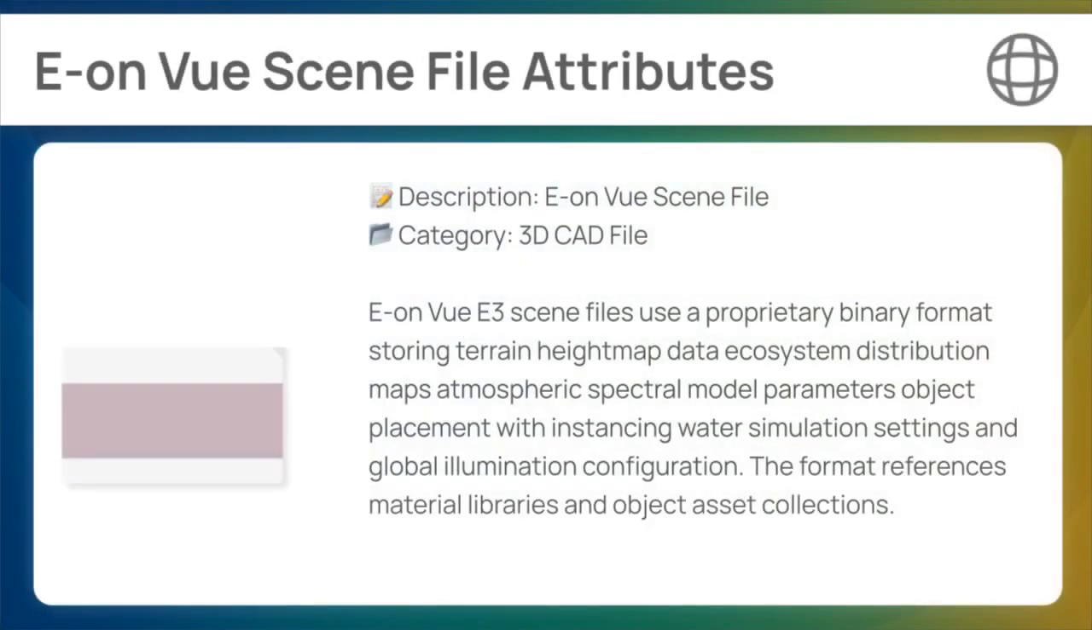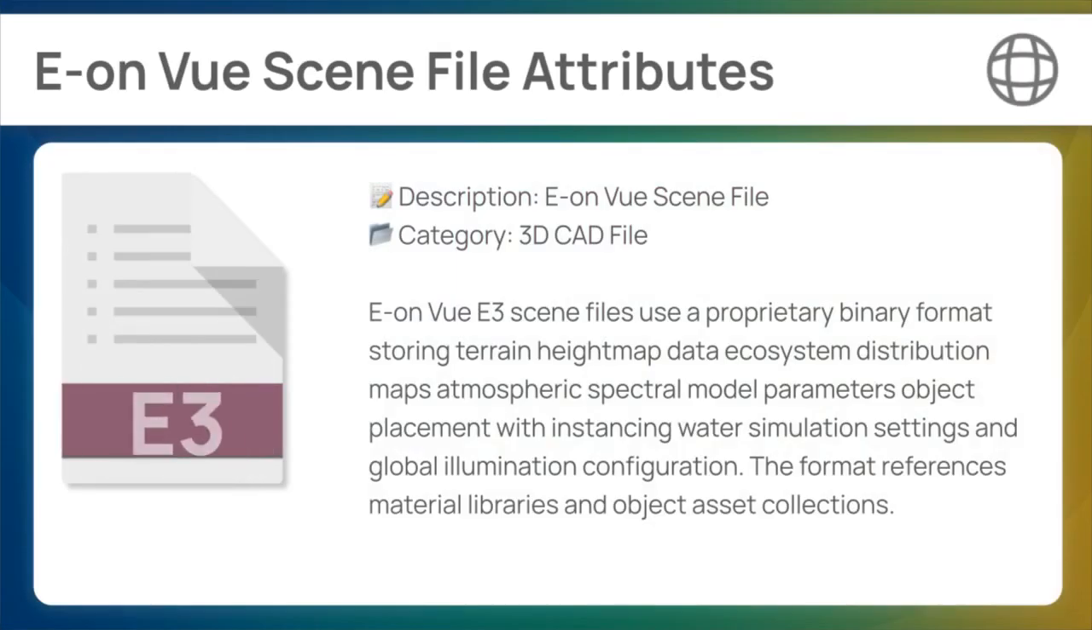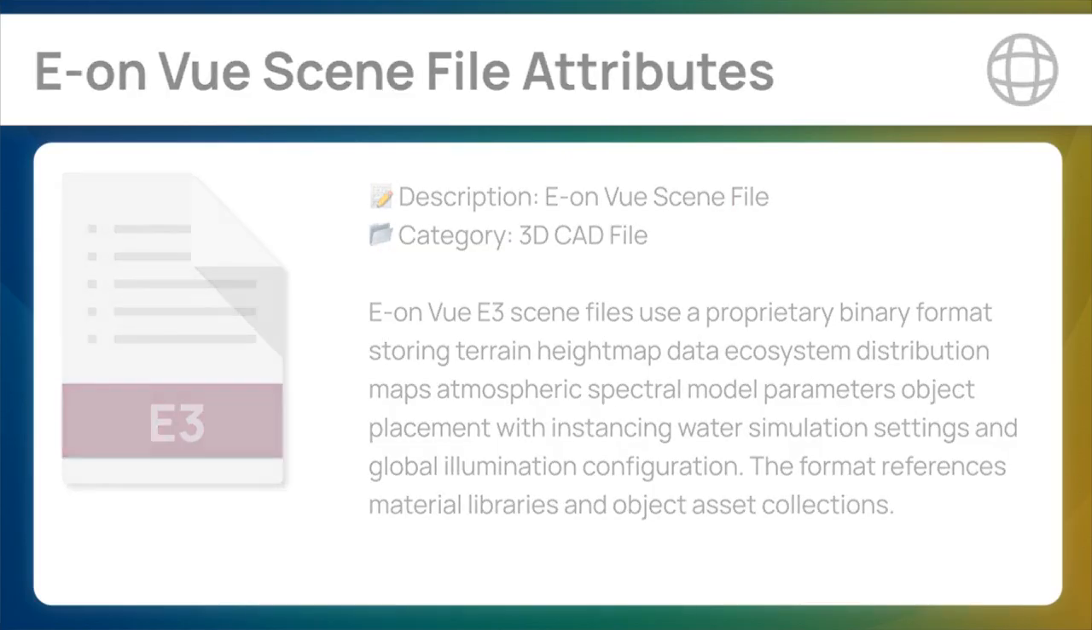E-on Vue E3 scene files use a proprietary binary format, storing terrain, height map data, ecosystem distribution maps, atmospheric spectral model parameters, object placement with instancing, water simulation settings, and global illumination configuration. The format references material libraries and object asset collections.